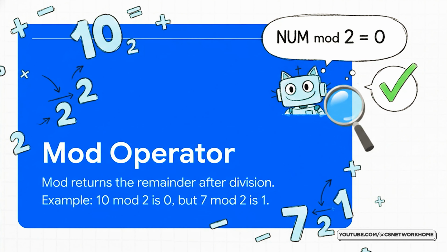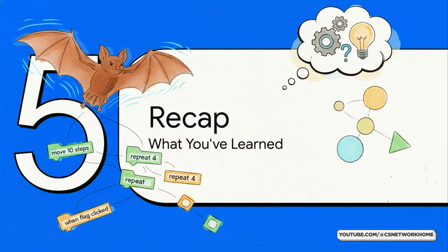So how does it know if a number is even? It uses a little bit of mathematical magic called the mod operator, or modulo. All mod does is give you the remainder after a division. Think about it. Any even number divided by 2 has a remainder of 0. An odd number has a remainder of 1. So when our condition asks if num mod 2 equals 0, it's just a clever way of asking, is this number perfectly even?